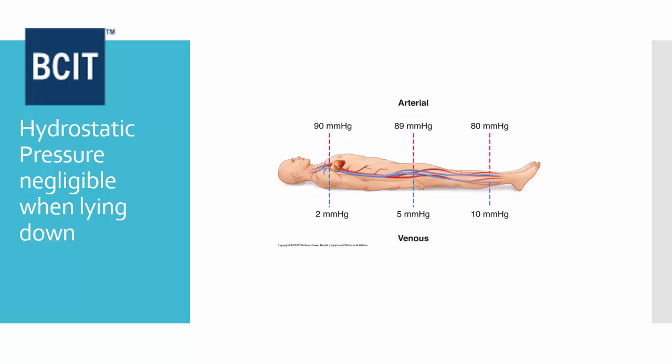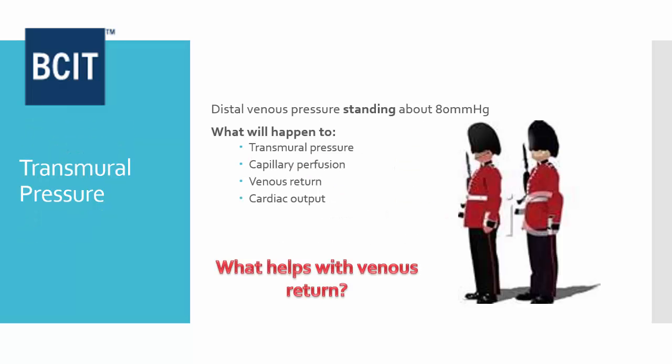Hydrostatic pressure is negligible when we're lying down because now that weight of the column has been removed. So if we actually put our feet higher than our heart, then there's no hydrostatic pressure. It's actually gravitational pull that is helping to return the venous blood from our legs. So hydrostatic pressure is really that force that the venous blood has to work against to get back up to the heart.